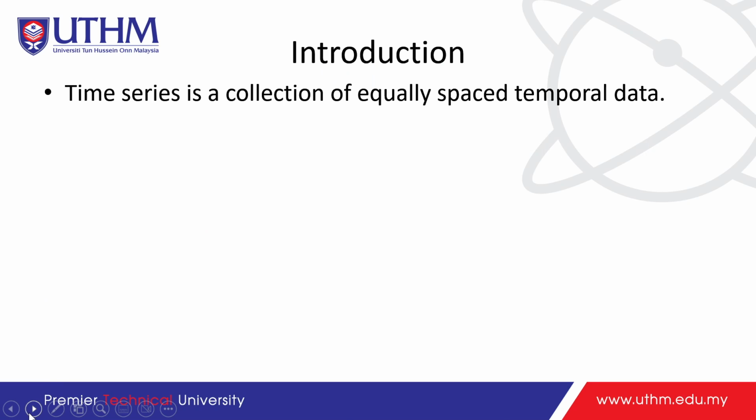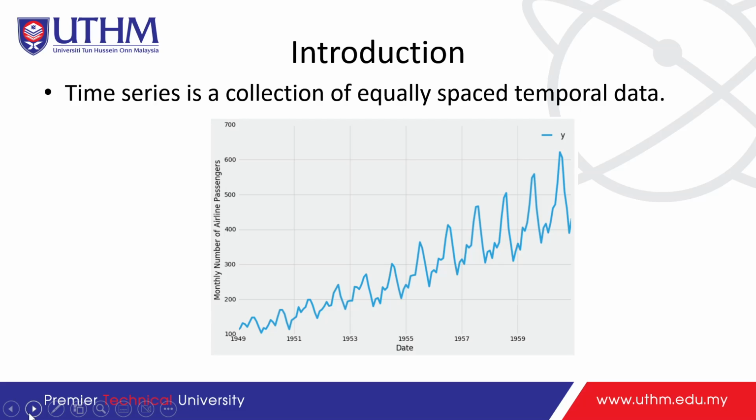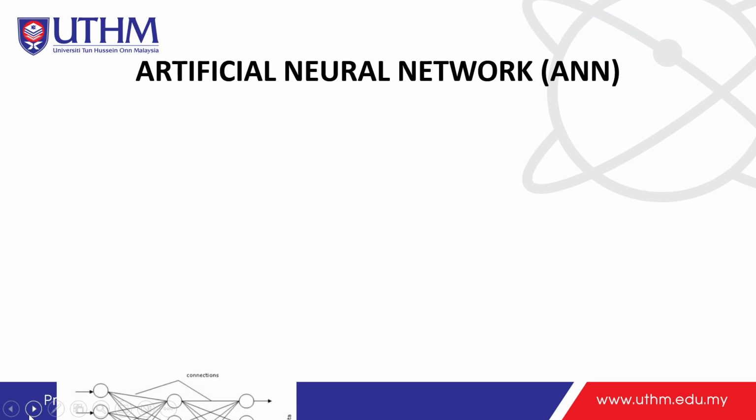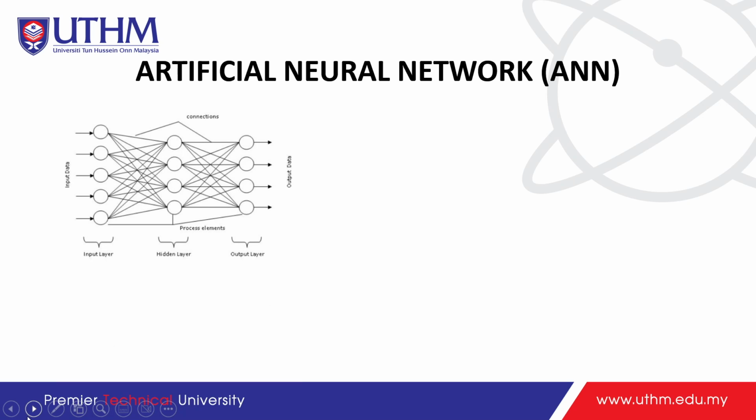So as we know, a time series is a collection of equally spaced temporal data, as shown here. This is the monthly number of airline passengers from year 1949 to, I think, the last year, it should be 1961 because of the 12 year gap. Okay, artificial neural networks.